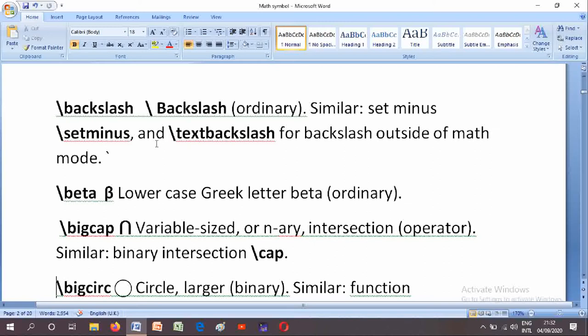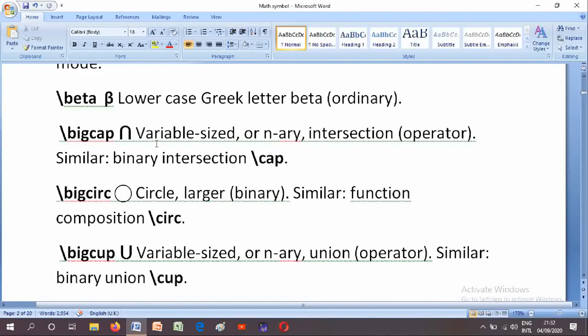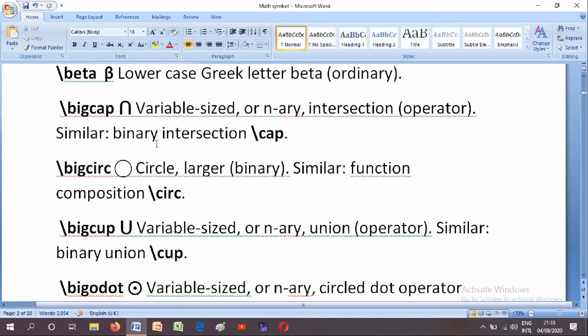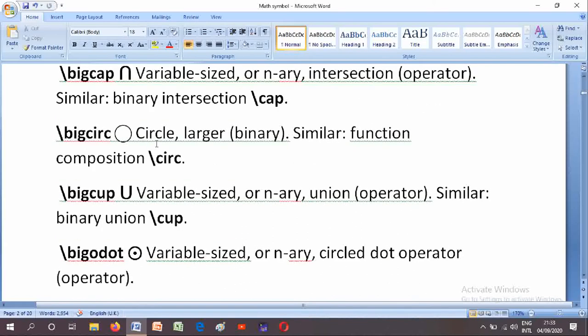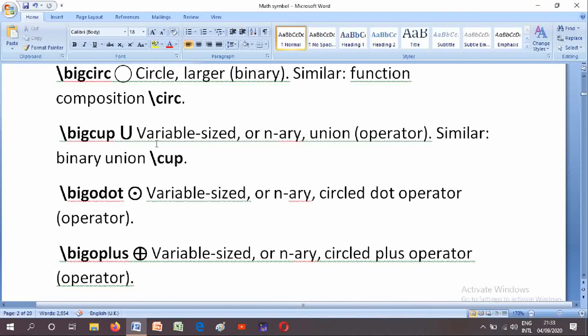Backslash beta, lowercase Greek letter beta, ordinary. Backslash bigcap, variable-sized n-ary intersection operator, similarly binary intersection, backslash cap. Backslash bigcirc, large boundary, similar to function composition, backslash circ. Backslash bigcup, variable-sized n-ary union operator, similarly binary union, backslash cup. Backslash bigodot, variable-sized n-ary circle dot operator.